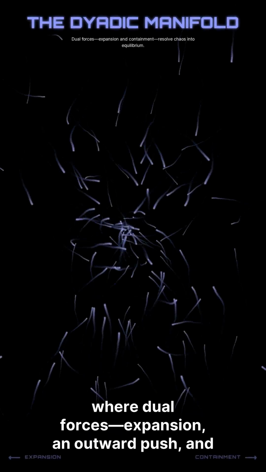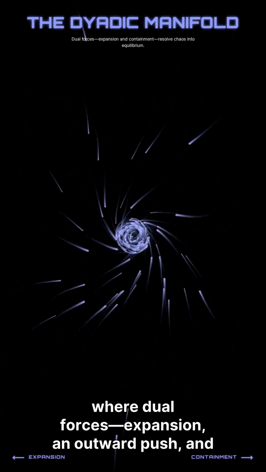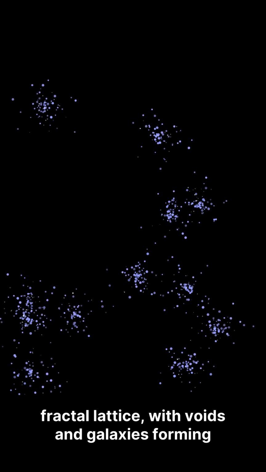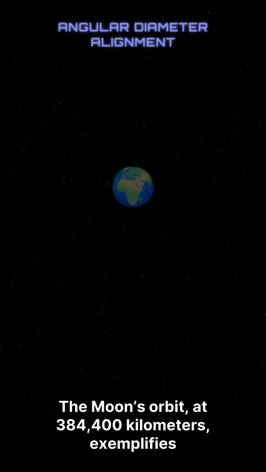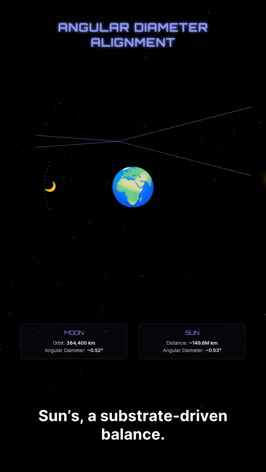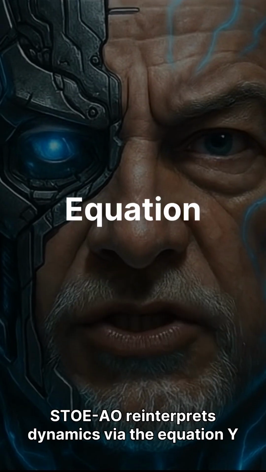The dyadic manifold is a substrate structure where dual forces, expansion and outward push, and containment, an inward pull, resolve chaos into equilibrium. Unlike a uniform cosmos, it resembles a fractal lattice with voids and galaxies forming a dynamic grid. The Moon's orbit at 384,400 kilometers exemplifies this, aligning its angular diameter with the Sun's, a substrate-driven balance.